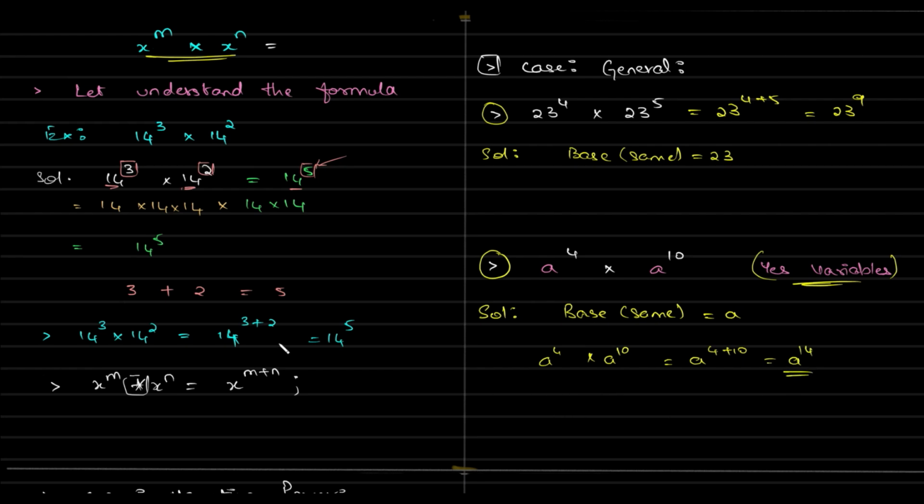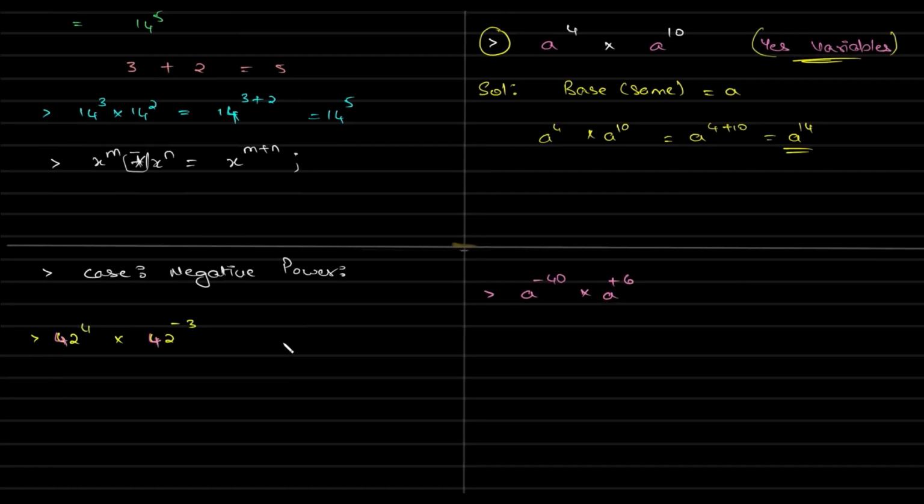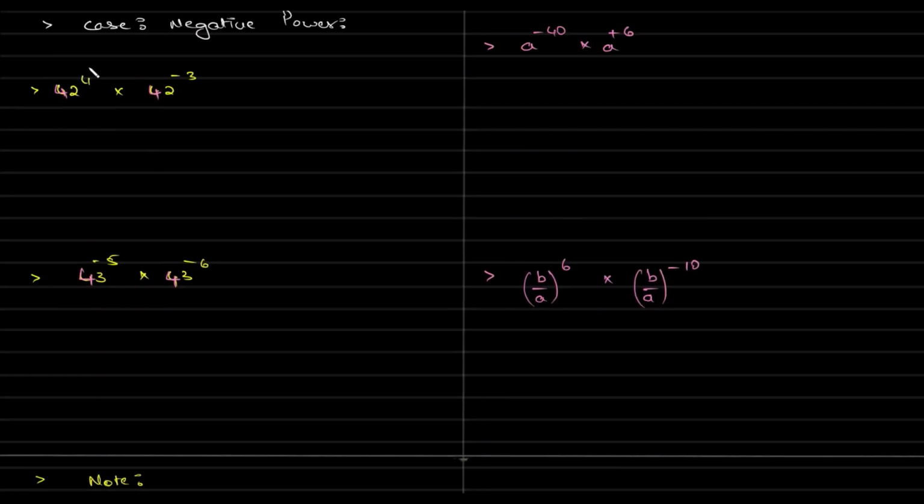Okay, quite simple set of numericals. Now the variation, when you have negative powers, what to do? So solution, we can note that the base is same and it's equal to 42. So what should I do? Well, as per the formula, we have 42 to the power of 4 into 42 to the power of negative 3.